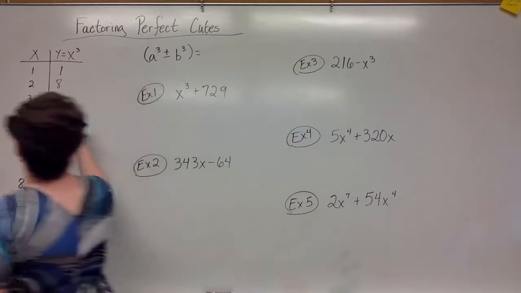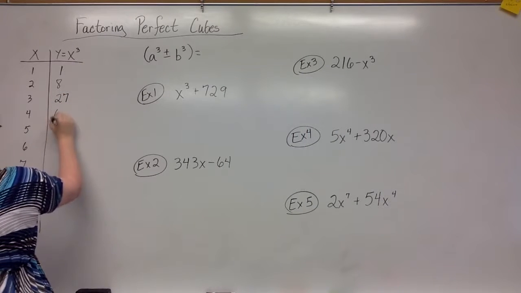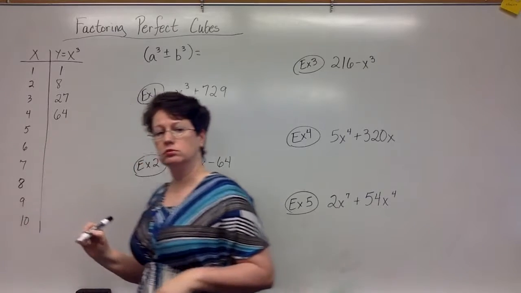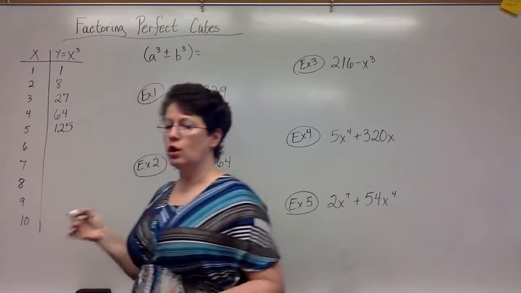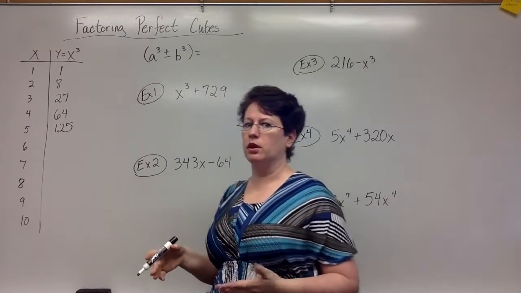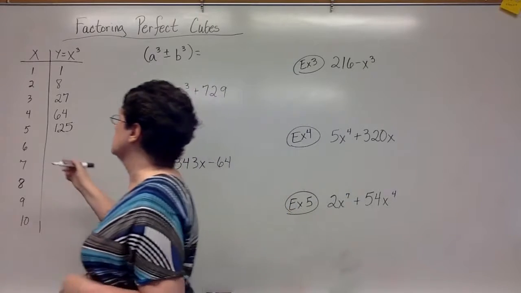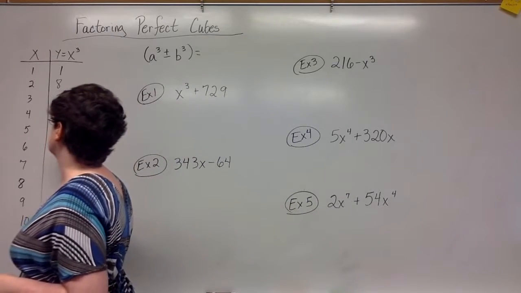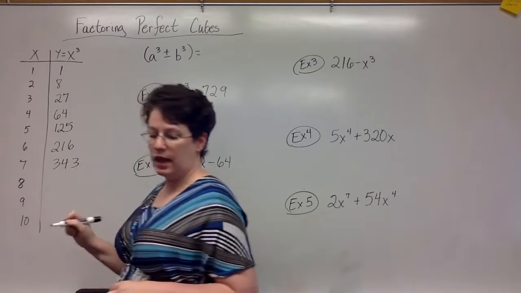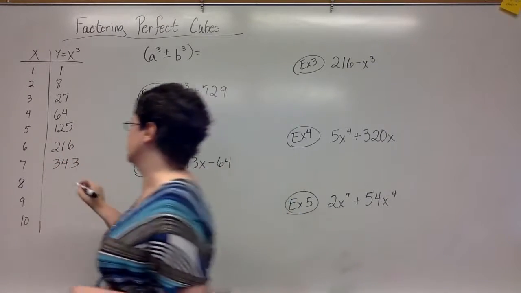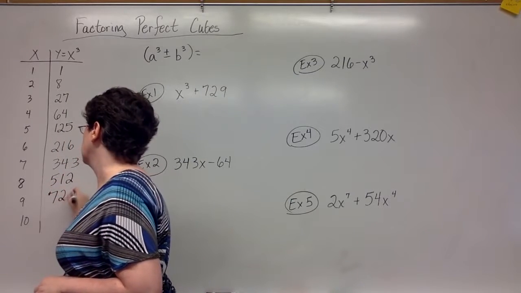All right, so 3 cubed is 27. 4 cubed is 64. 5 cubed is 125. All right, so you know where to find it if you can't remember. You take y equals, put in x cubed, and you get the list. 6 cubed is 216. 7 cubed is 343. 8 cubed, this is the one I always forget, 512. 9 cubed is 729.